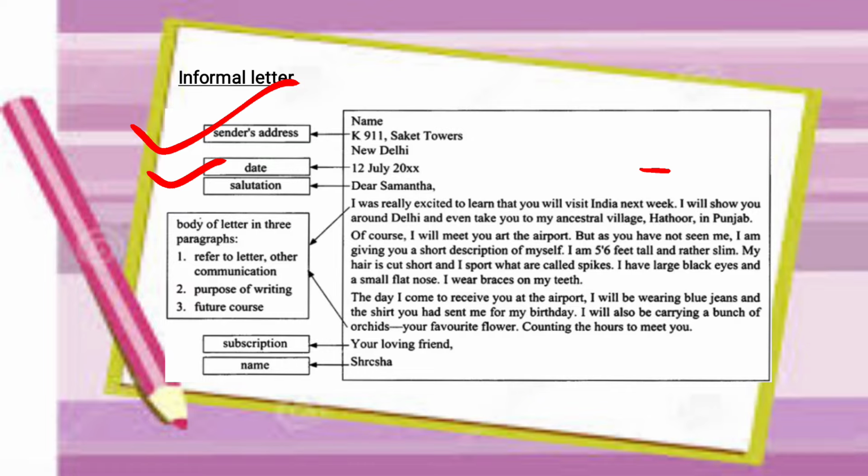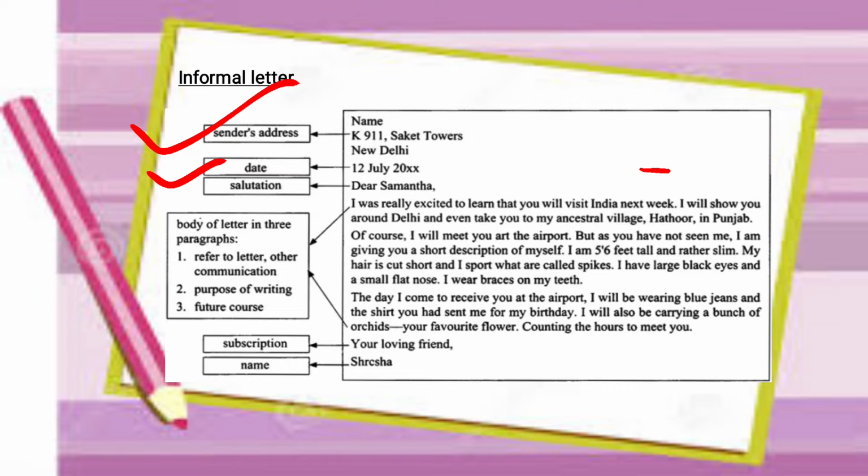Here, let's read what is written. I was really excited to learn that you will visit India next week, right? I will show you around Delhi and even take you to my ancestral village Hathor in Punjab. Of course, I'll meet you at the airport, but as you have not seen me, I am giving you a short description of myself. Right now, he is describing how he looks. He is 6 feet tall and rather slim. My hair is cut short and I sport what are called spikes. I have large black eyes and a small flat nose. I wear braces on my teeth.